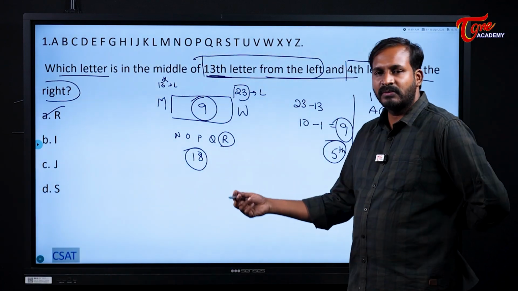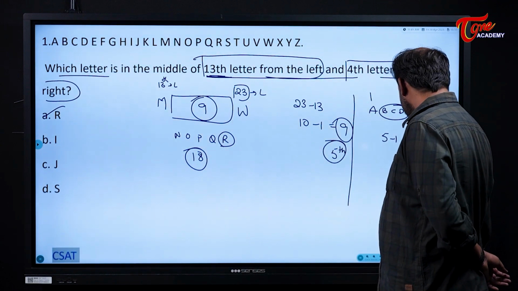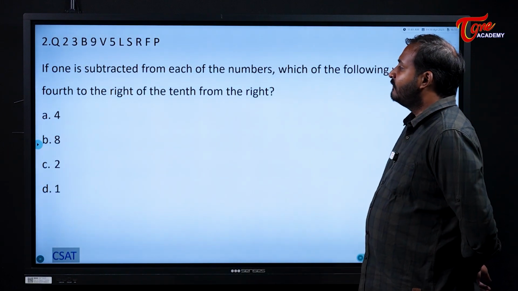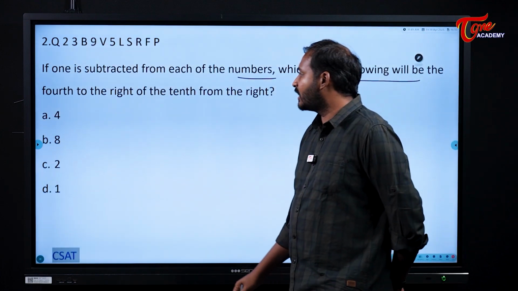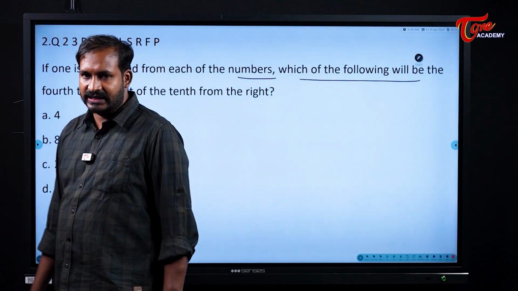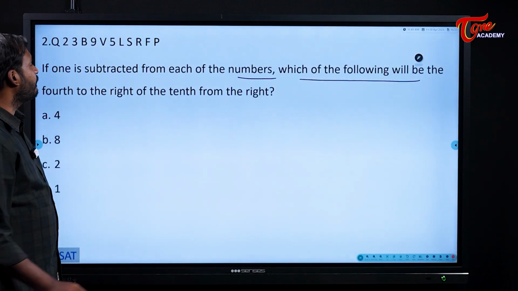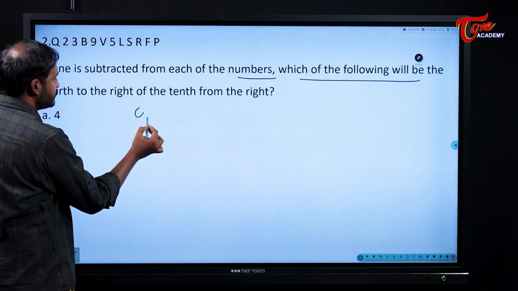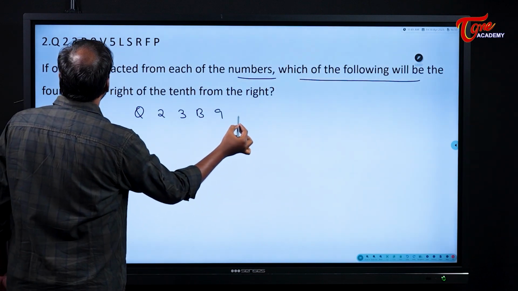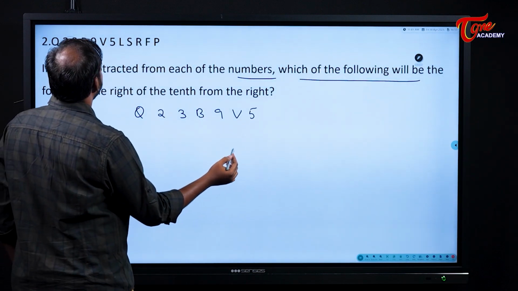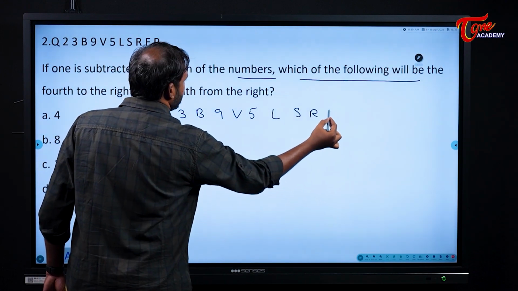So if you know small basic things, you can write it very quickly without any confusion. Next one. If 1 is subtracted from each of the numbers, which of the following will be the 4th to the right of the 10th from the right? First of all, we need to subtract 1 from the given numbers. The actual series given is 2, 3, B, 9, V, 5, L, S, R, F, P.